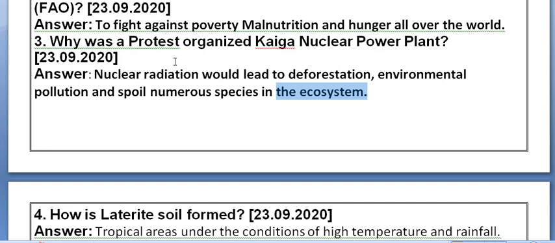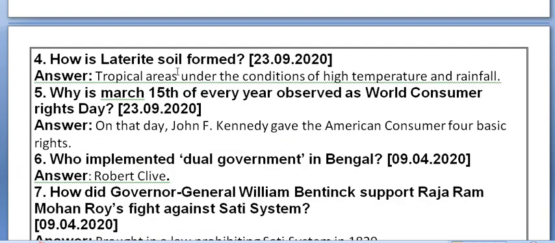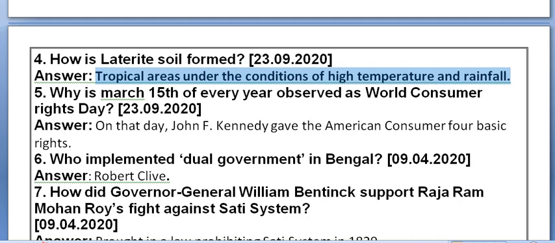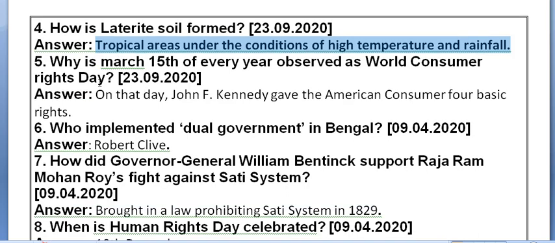Why was a protest organized against the Kaiga nuclear power plant? Answer: nuclear radiation would lead to deforestation, environmental pollution and spoil numerous species in the ecosystem. How is laterite soil formed? In tropical areas under the conditions of high temperature and rainfall.